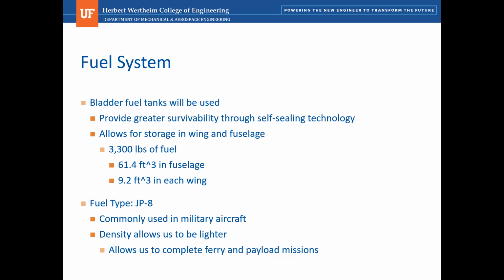It was calculated that we need to carry about 3,300 pounds of fuel, which means that we needed to put 61.4 cubic feet in the fuselage and 9.2 cubic feet in each wing. The fuel type that was chosen was the JP-8, and this is because it was commonly used in military aircraft, and its density allows us to be lighter and complete our ferry missions as well as our payload missions.